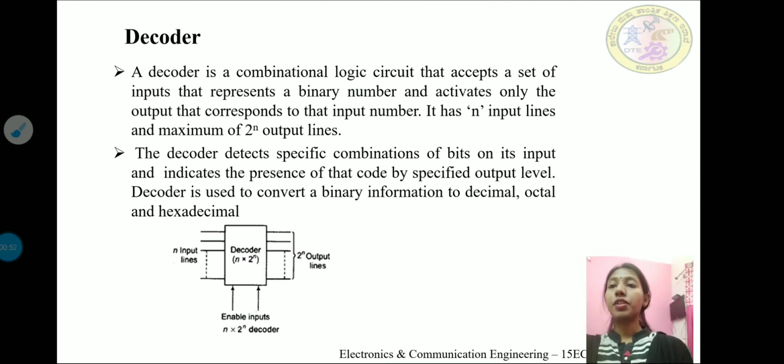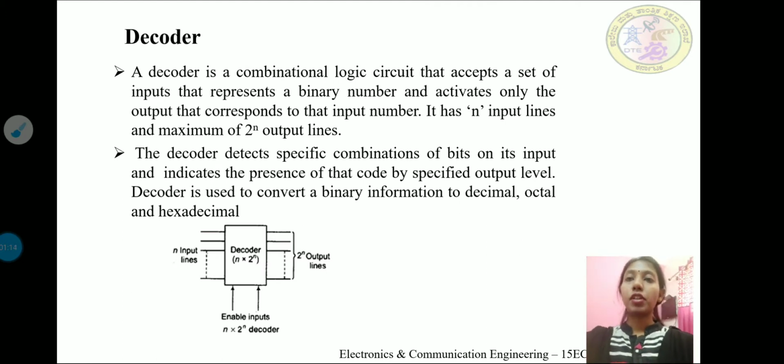So we'll see the definition of the decoder. A decoder is a combinational logic circuit that accepts a set of inputs that represents a binary number and activates only one of the output lines that corresponds to that input number. It has n input lines and the possible number of output lines is given by 2 power n. For example, if the number of input lines is 2, the number of output lines is 2 power 2, which is equal to 4, and the decoder is expressed as a 2 to 4 decoder.